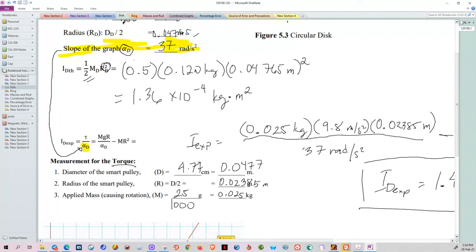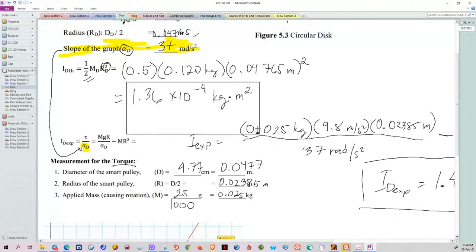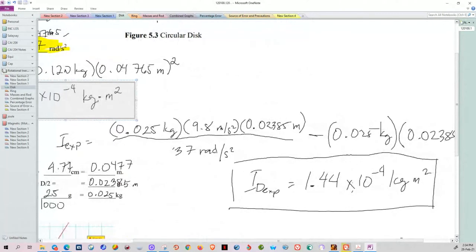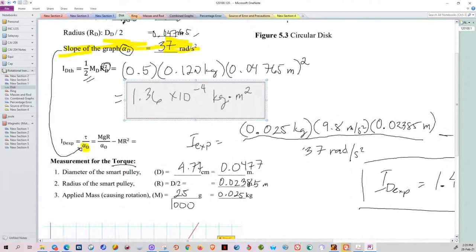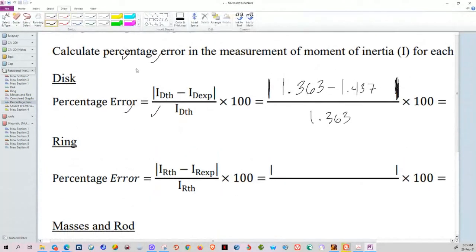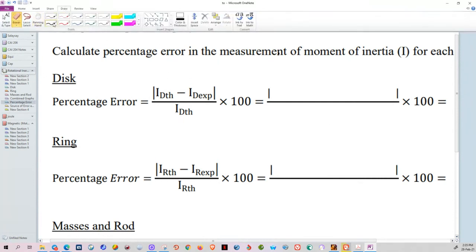Anyway, we have two values for inertia. The first value we have by theory. The second value we have by experiment, 1.44, by theory 1.36. What are you going to do? You have to calculate what we call the percentage error. Let's start the percentage error with the disk. There's already an answer, I forgot to erase it. So the percentage error for the disk, the rule remains the same.